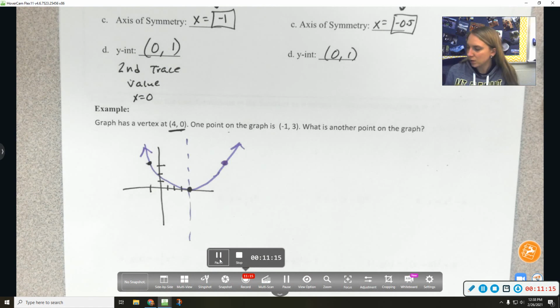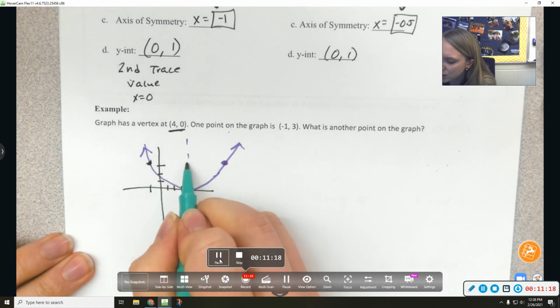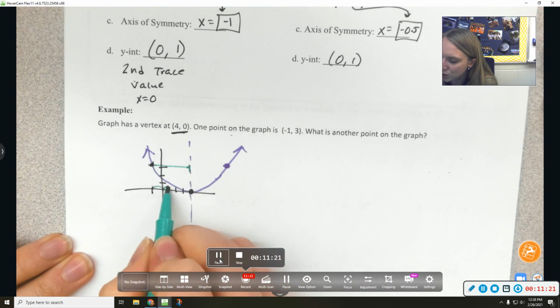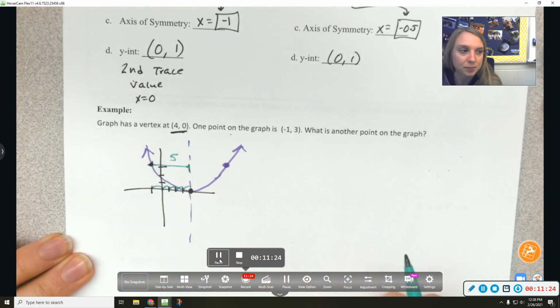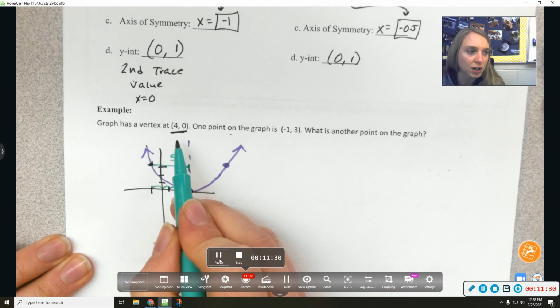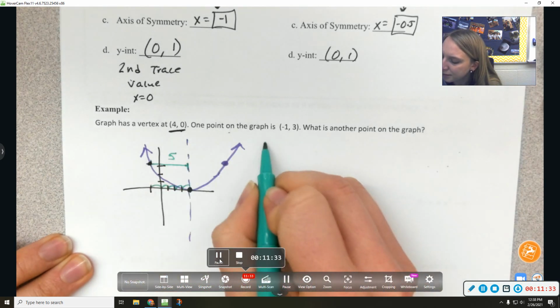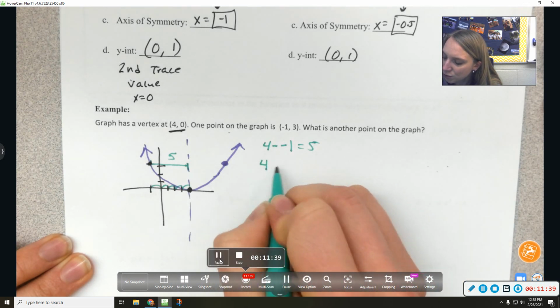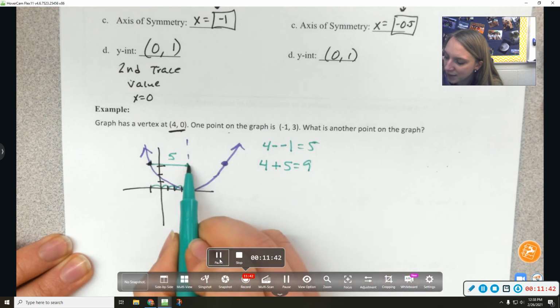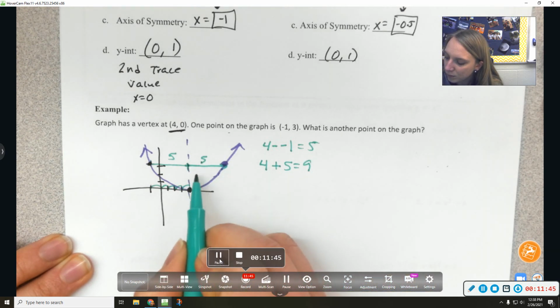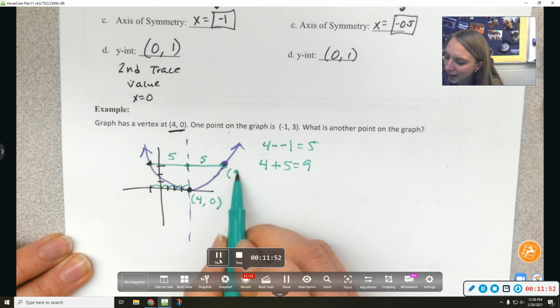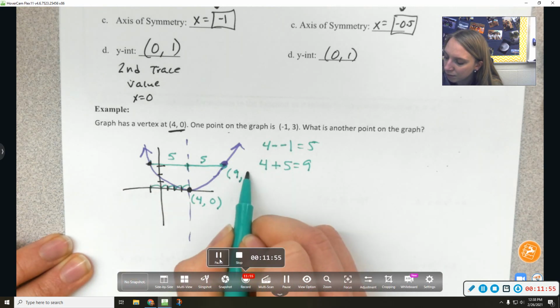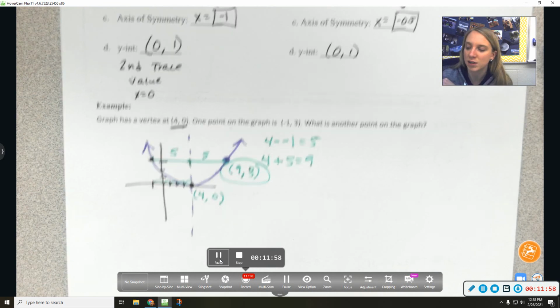Here's what you know. The distance from here to here is 1, 2, 3, 4, 5 hops. I went from negative 1 to 4, sorry, is 5 moves. So this really is like 4 minus negative 1, which gave me 5. So now I could do 4 plus 5 is 9. If I am at the 4 and I move 5 more this way, so this is 4, 0, I'm going to add 5 more. This would be the point 9, comma, I'm at 3. That'll make your brain hurt, doesn't it?